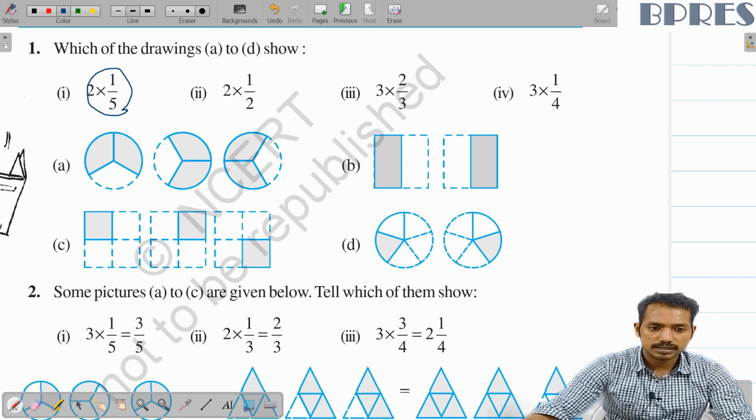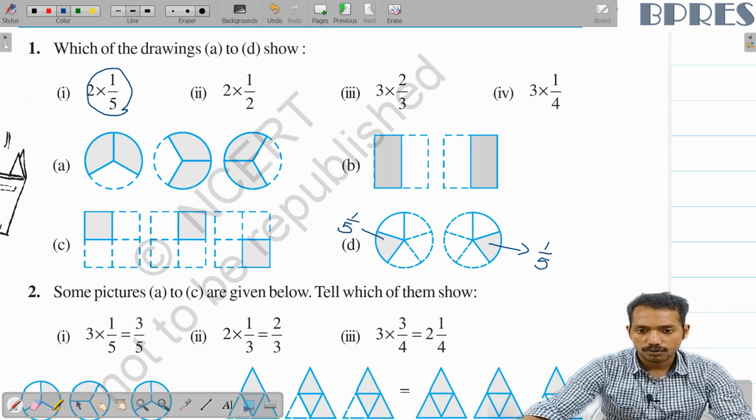So here look at this. In this picture, this shaded portion represents one part out of 5. And here also 1 out of 5. So this figure D represents 2 times. The same figure is repeated twice. So 2 into 1 by 5. So for this option, figure D is the correct one.